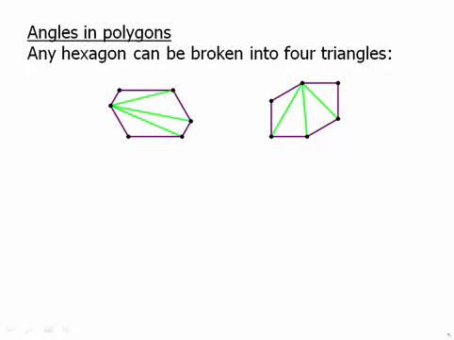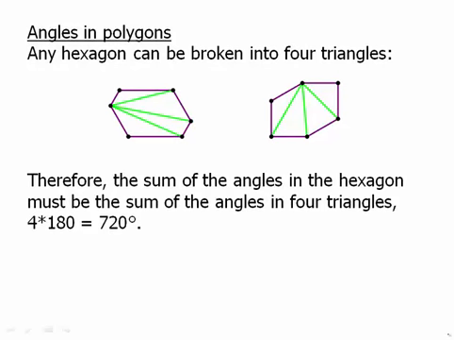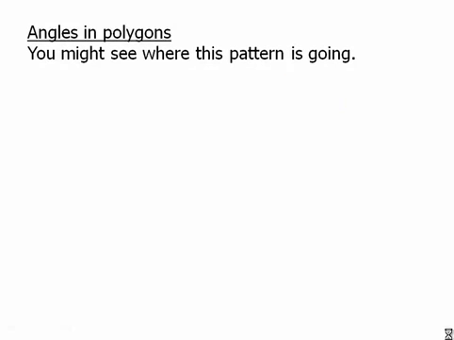Any hexagon can be broken into 4 triangles. So from any vertex, we can draw 3 different diagonals, dividing the shape into 4 different triangles. The sum of the angles in the hexagon must be the sum of the angles of those 4 triangles. 4 times 180 is 720. That's a good number to know also. You might see where this pattern is going.